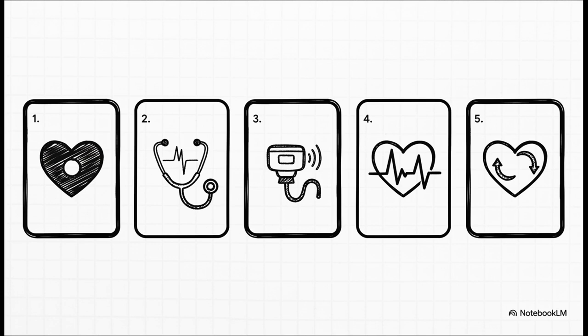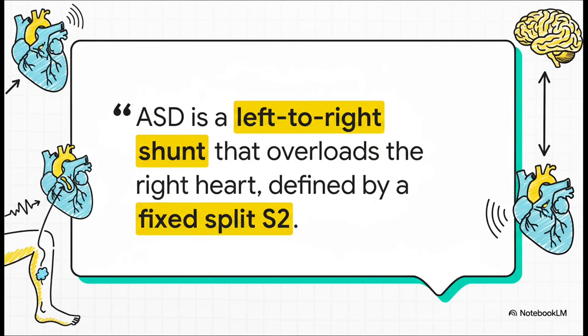Number 4, what's a common complication in adults? Atrial arrhythmias. Think AFib. And finally, number 5, what's the dreaded late-stage complication? That's when the shunt reverses and the patient becomes blue. We call that Eisenmenger syndrome. So, if you had to sum this all up in one sentence, what would it be? Here it is. An atrial septal defect is a left-to-right shunt that overloads the right heart, and its classic calling card is that wide, fixed, split S2.